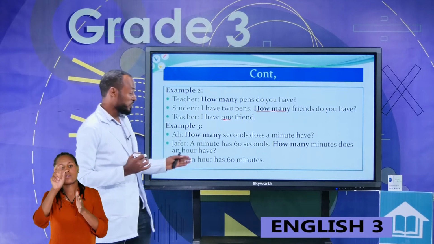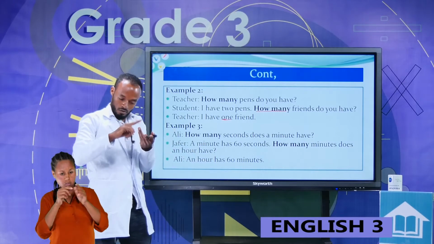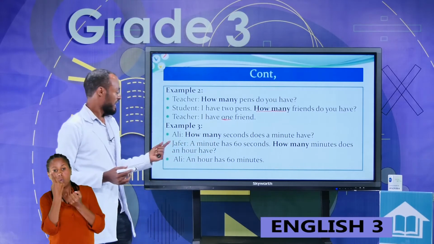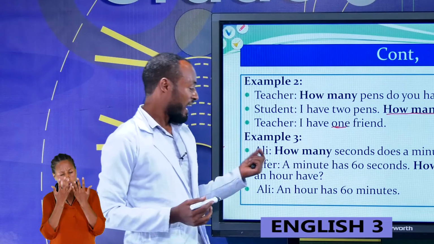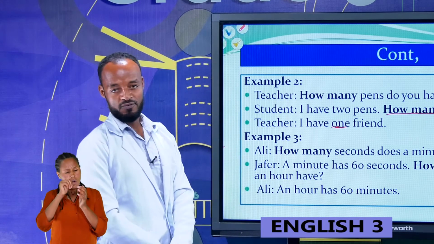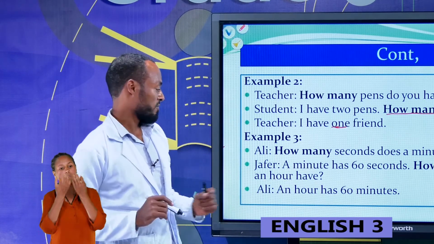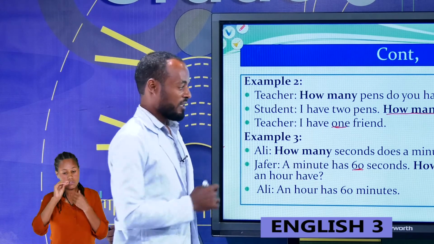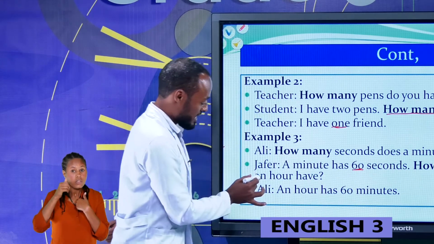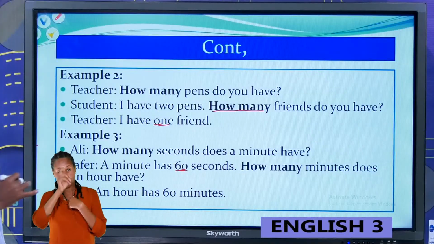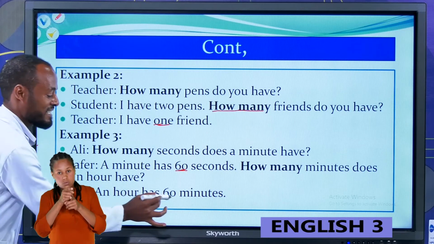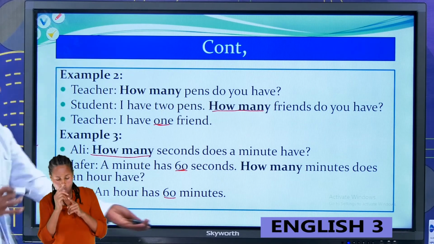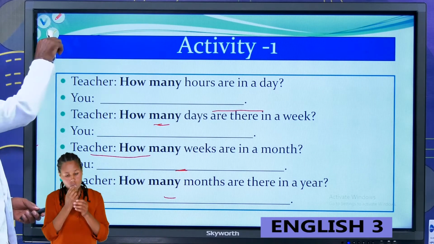Example three. If you want to know about time, seconds, hours, or weeks in a day, in a month, in a year, you can ask using how many. Ali and Jeff are talking together. Ali said, how many seconds does a minute have? Jeff said, a minute has 60 seconds. Then Jeff asked, how many minutes does an hour have? Ali answered, an hour has 60 minutes. Here still, we are talking about how many. So you can ask somebody using such kinds of phrases.